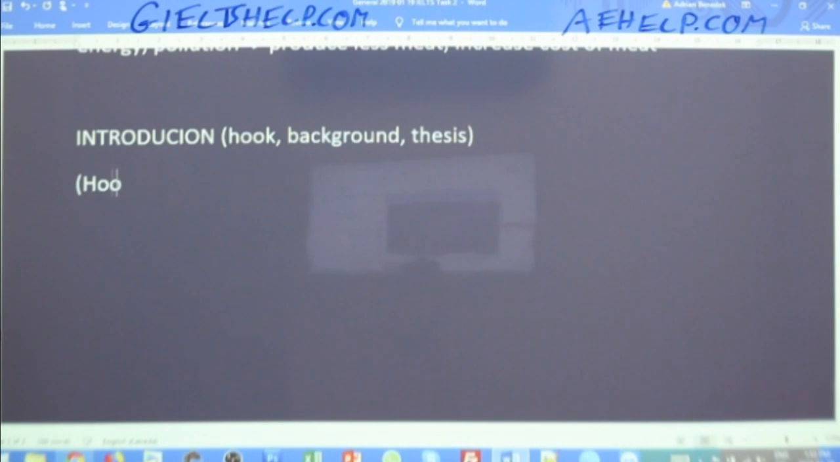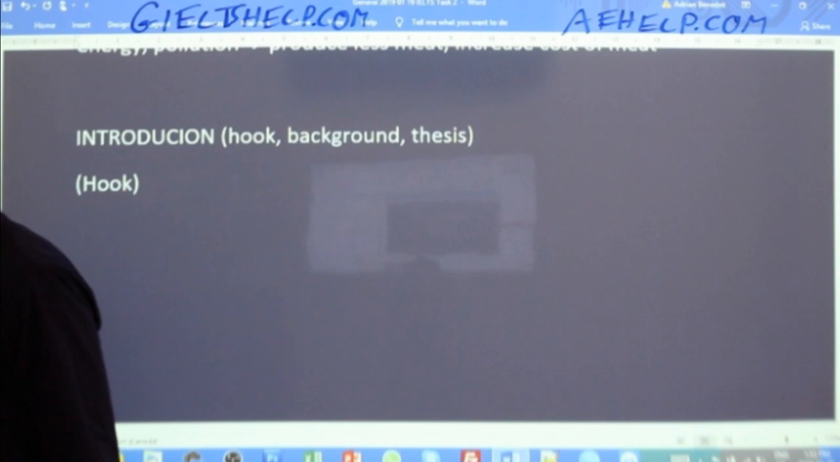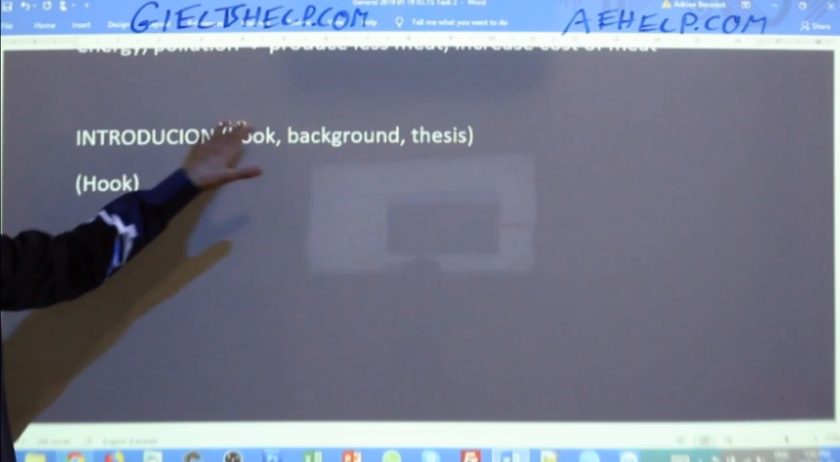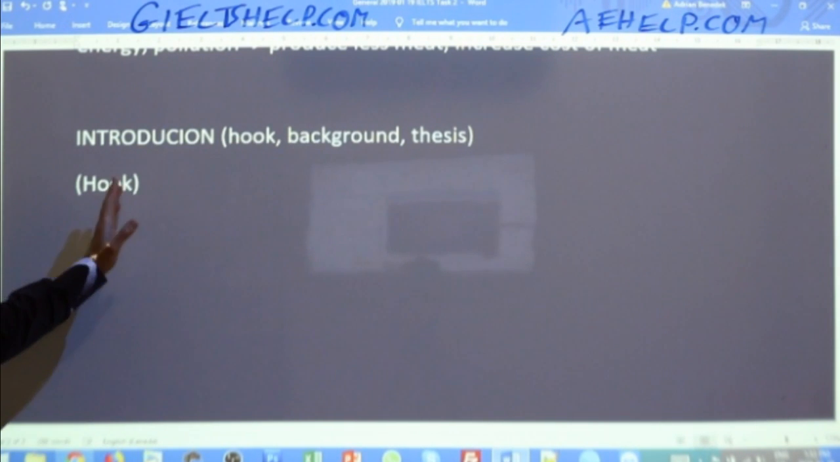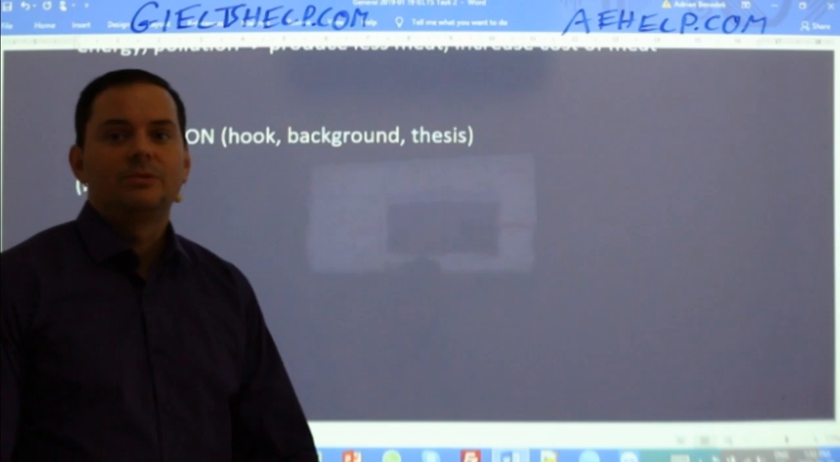So we start with the hook, okay? This is just for your information. You don't need to write this in IELTS. This is just for your information. It's after this where you start to write.